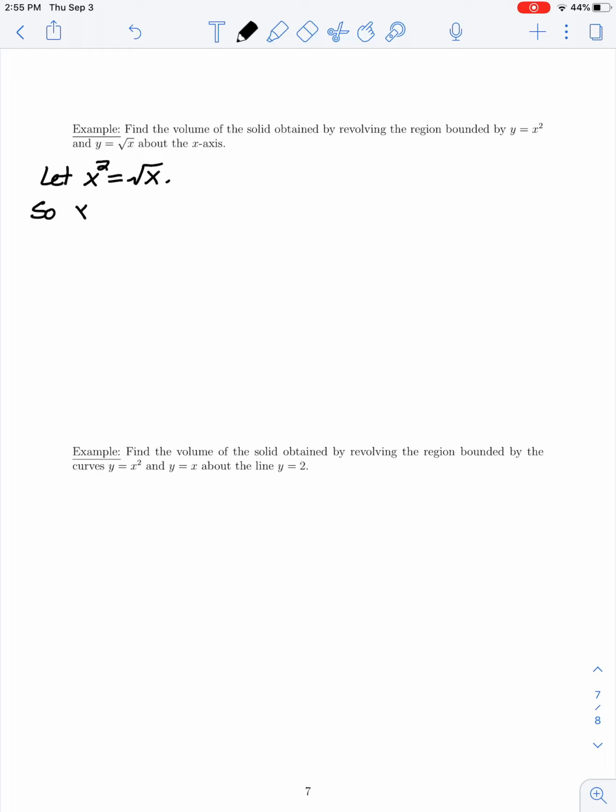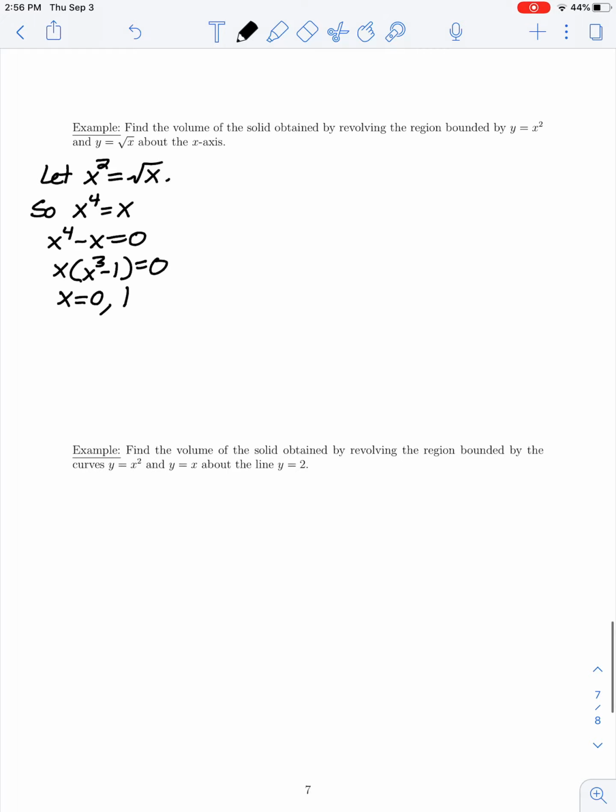So squaring both sides, I have x to the fourth is equal to x, or moving all variables to the left-hand side of the equation, I have x to the fourth minus x is 0. So factoring out an x, I have x times x cubed minus 1 is 0. So either x is equal to 0, or x cubed minus 1 is equal to 0, in which case x is 1. So let's sketch our curves.